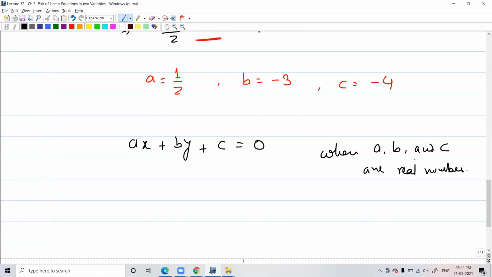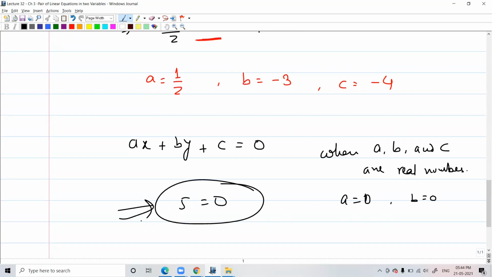But when I'm saying all that, what if a and b both are equal to 0? What will happen? a is also 0 and b is also 0. Then I will have only 5 is equal to 0 as an example. So does it still qualify as a linear equation in two variables?